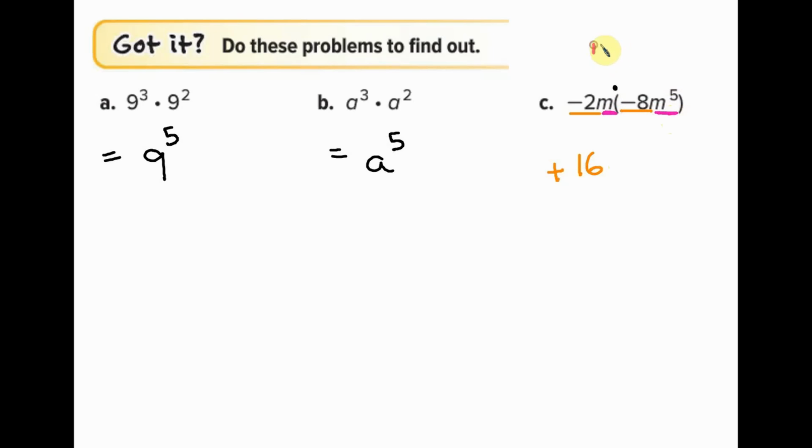power. Think about when you have m with m to the 5th power like this. You are having m a total of 6 times that you're multiplying. So that's how I know your answer will be 16 m to the 6th power, and that's how you finish it.